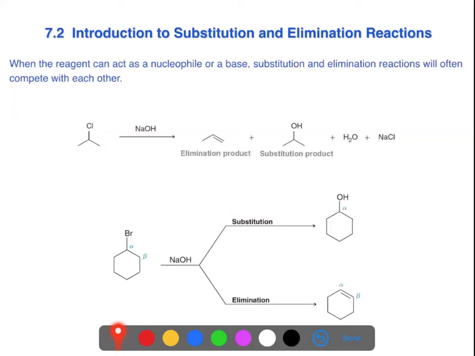Now, if the reagent, that is the nucleophile or base, can act as either a nucleophile or a base, what we typically observe is the formation of both the substitution and elimination products. And so there's a competition that will result because the reagent can take on both identities. For example, here we have 2-chloropropane reacting with sodium hydroxide, of which the key species is the hydroxide ion.